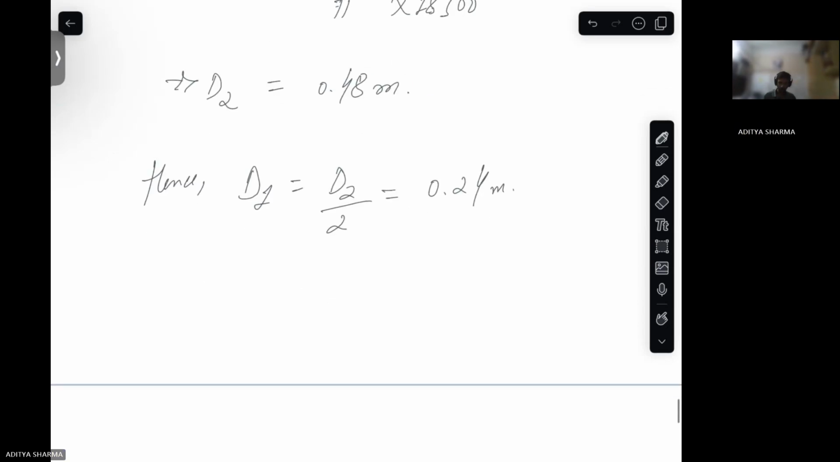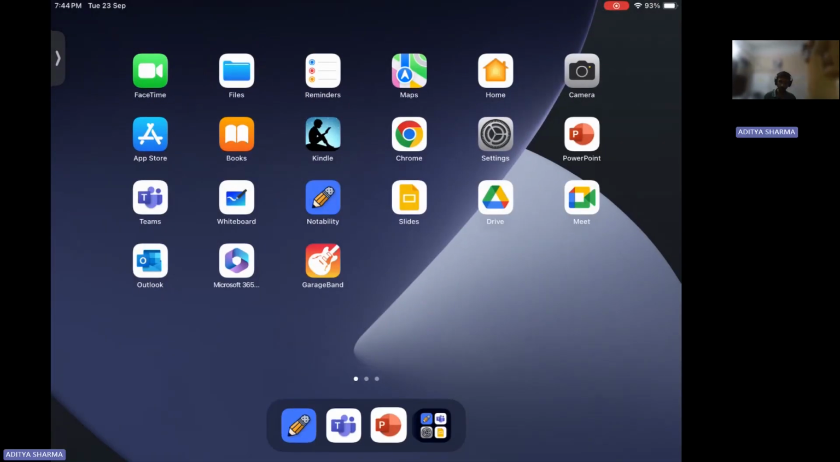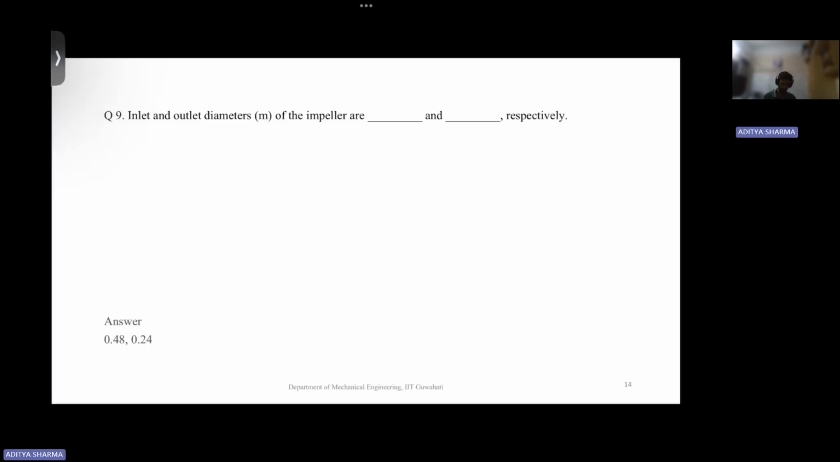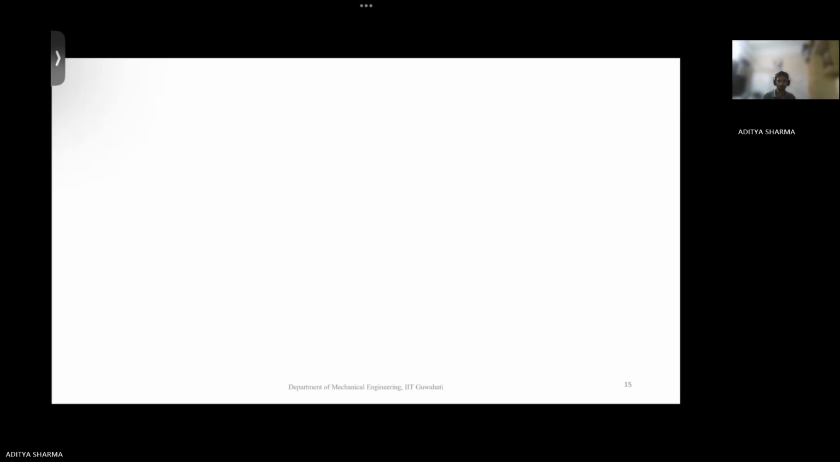Okay. So this is the answer to your question number 9, which is 0.48 and 0.24. So your inlet and outlet diameters. Then question number 10 is there, width of the rotor blade at the inlet.